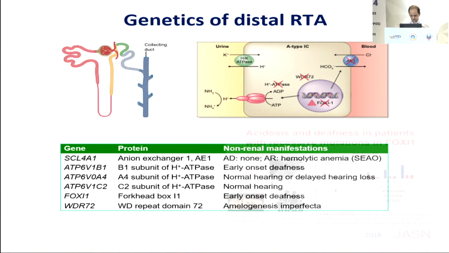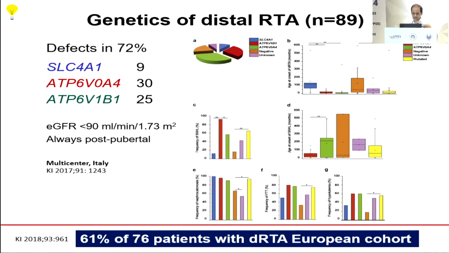If you just go back to this, the hydrogen ATPase genes have early onset deafness, chiefly with the B1 subunit, less often with the A4 subunit. And as we said, the deafness is also there with FOXI1. Hemolytic anemia may happen with some of the anion exchanger defects. So be aware of these genotype-phenotype correlations.